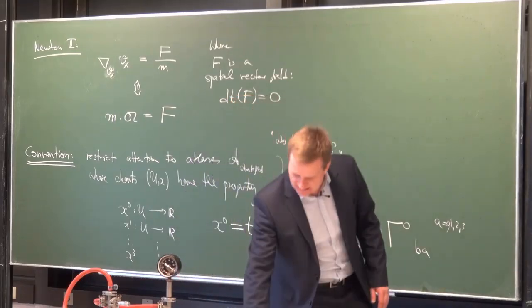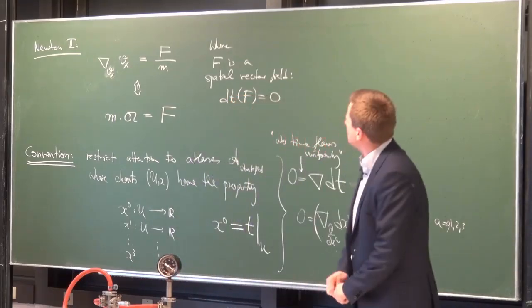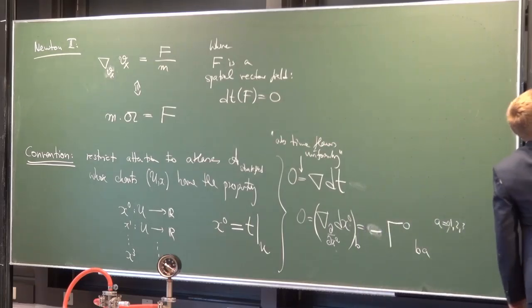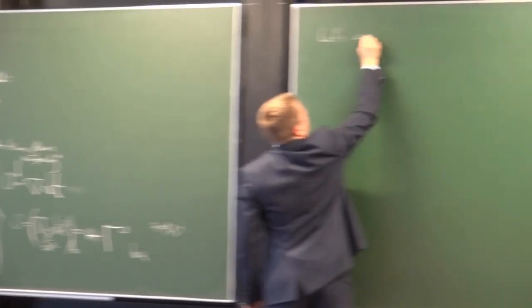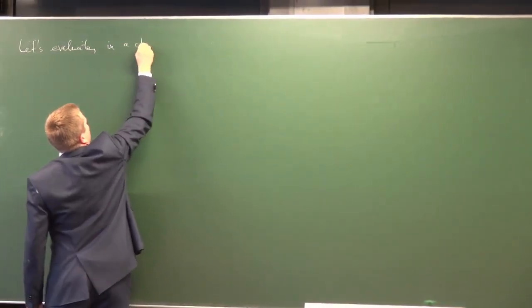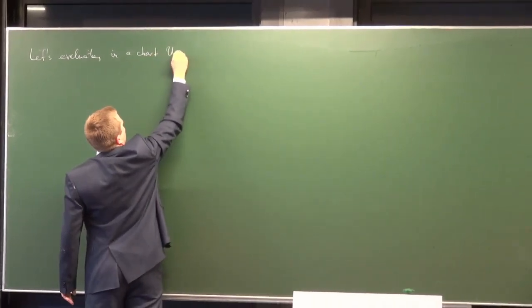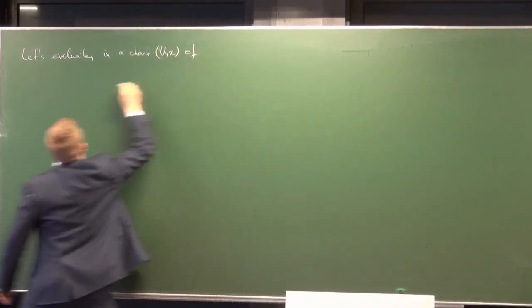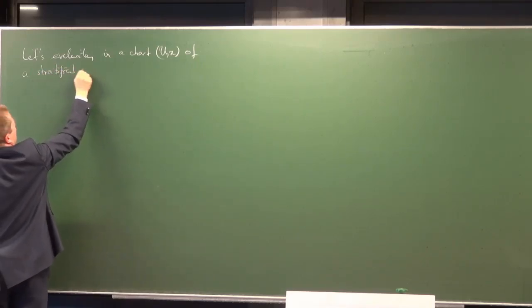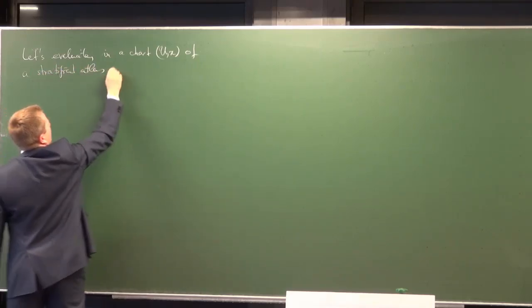Now let's use this and let's evaluate what Newton 2 says. So let's evaluate in a chart U, x of a stratified atlas, A strat.